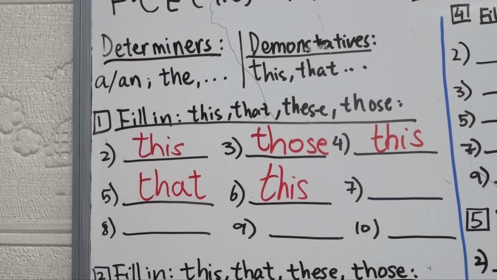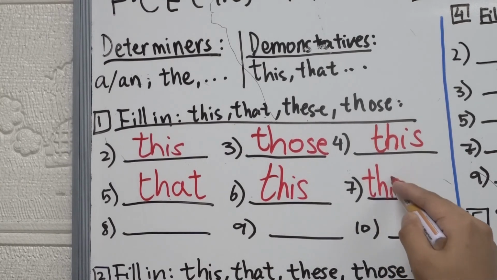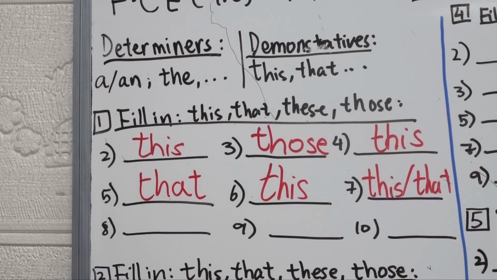Alright, number 7. I can't go out blank dress. It's too tight. It could be this or that, right? We're referring to one thing. We don't know if it's near us or far away. So this or that works fine, okay?